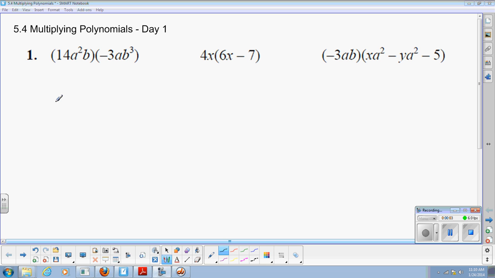5-4, multiplying polynomials, day 1. I'm going to take some time here and show you how we multiply a monomial times a monomial, monomial times a binomial, monomial times a trinomial. We'll start with that today.